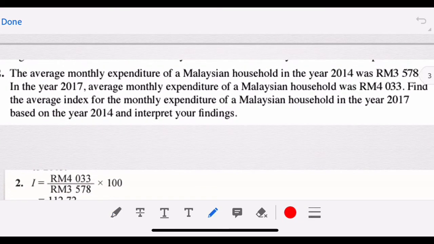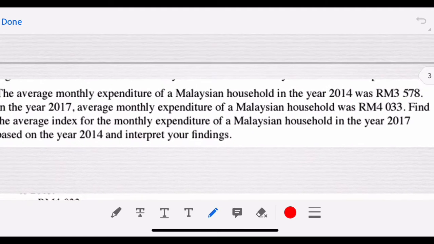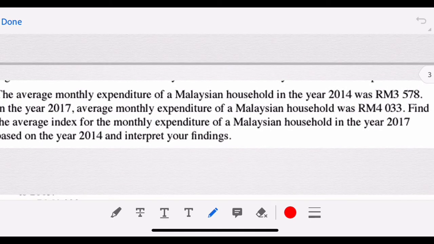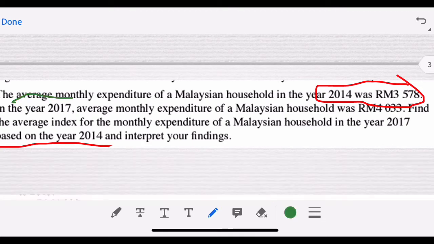For question number 2, the average monthly expenditure of Malaysian household in the year 2014 was, so we always have to identify which one is the base year. Base year is 2014, so let's highlight in red color. It's 3578, that is actually the expenditure. It's something to do with money, Ringgit Malaysia, 3578. Now we need to identify which one is the specific year. So the specific year will be, I highlight in green color, 2017, and the expenditure will be 4033, right?